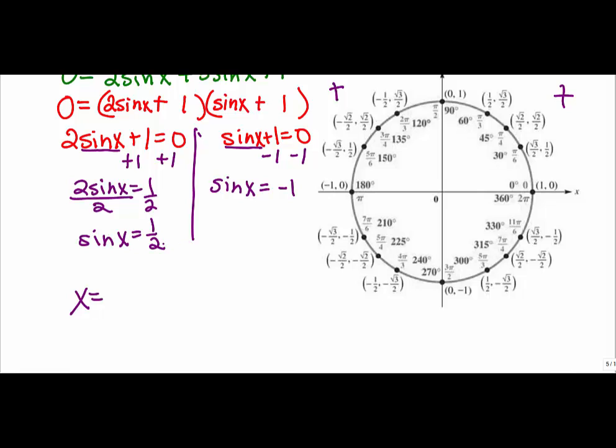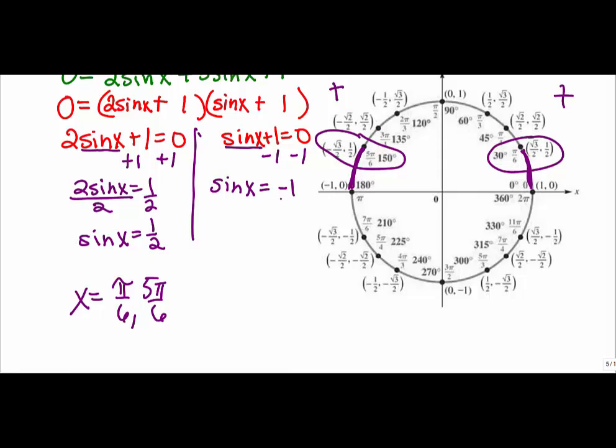And that's our 30-degree reference angle family, or the pi over 6 reference angle family. So that would be here and here in quadrants 1 and 2. So the reference angle is pi over 6. So we get pi over 6 and 5 pi over 6. Both of those angles have a sine value of positive 1/2.